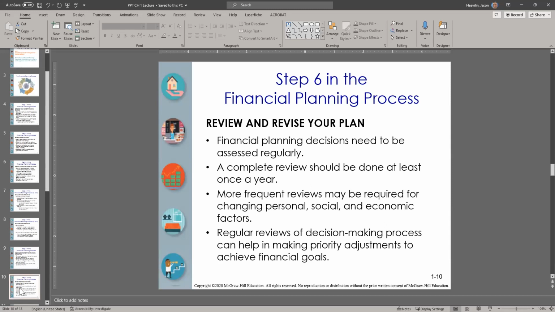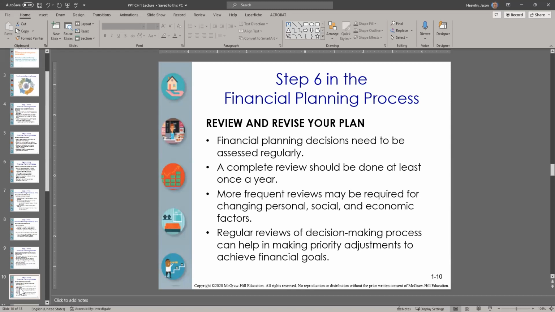And then after some time goes by, you check where you are and you decided you'd have to revise it. So financial planning decisions need to be assessed regularly. A complete review should be done at least once a year. More frequent reviews may be required for changing personal, social, and economic factors. Things change in life, and you may have to adjust your plan accordingly. Things may change for the better, then you should change your plan accordingly. Regular reviews of decision-making process can help in making priority adjustments to achieve financial goals.